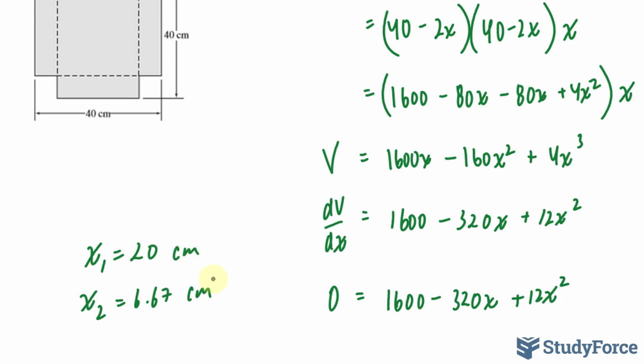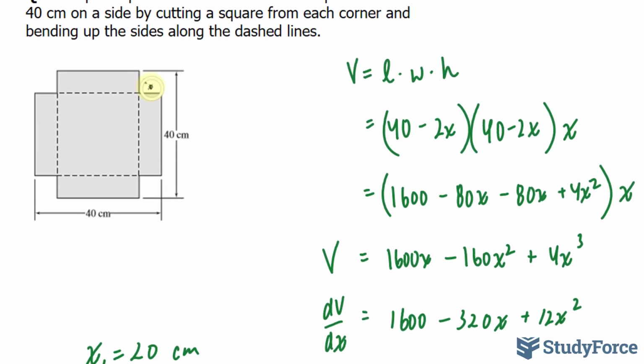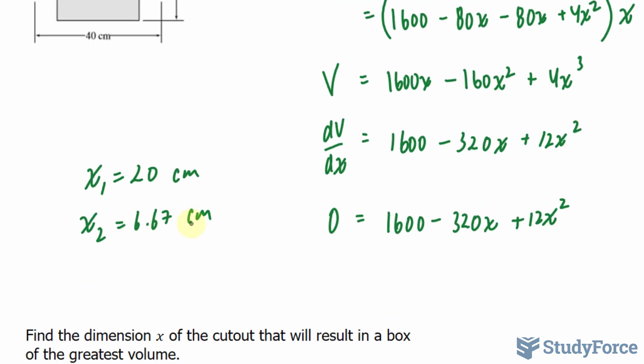Now you have to decide which of these two actually makes sense relative to what they told us. If I put 20 into x, that will not make sense whatsoever, because that means 40 minus 2 times 20, which is 40, is 0. The length is not 0, obviously, by the diagram here. So it has to be 6.67.